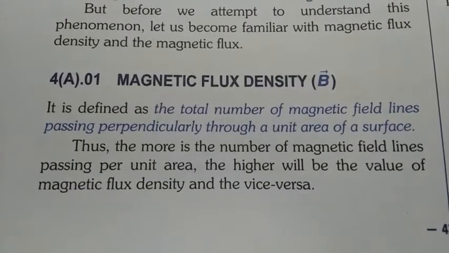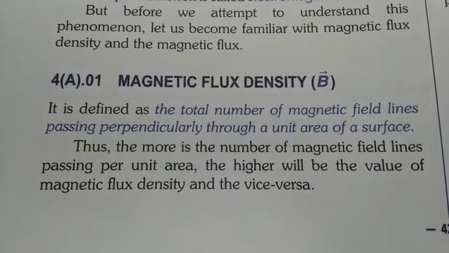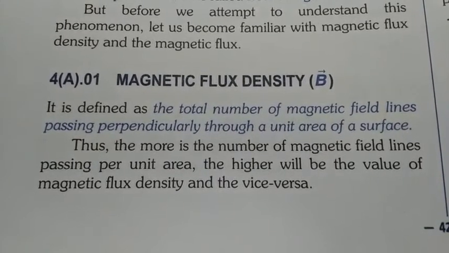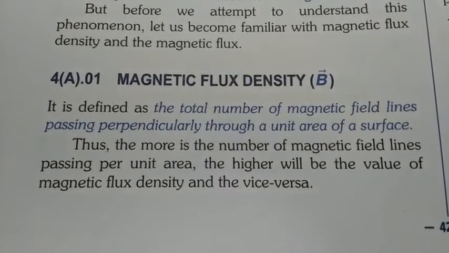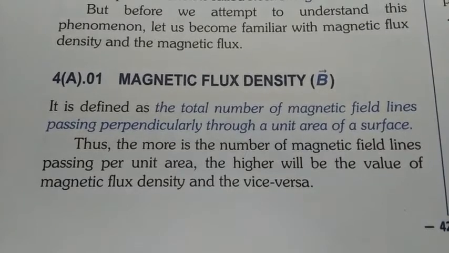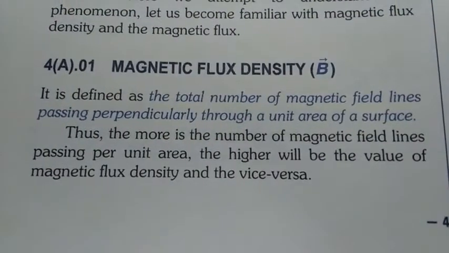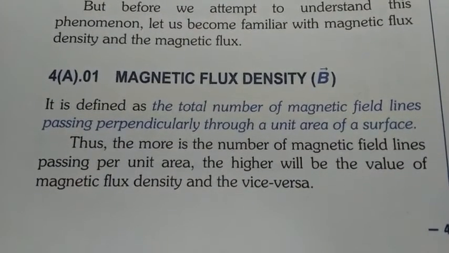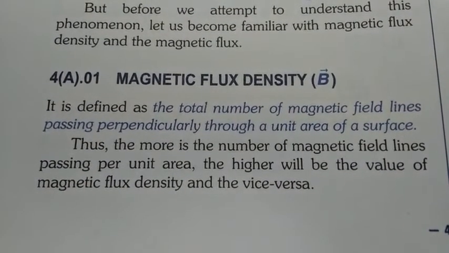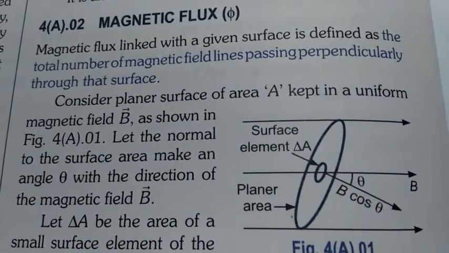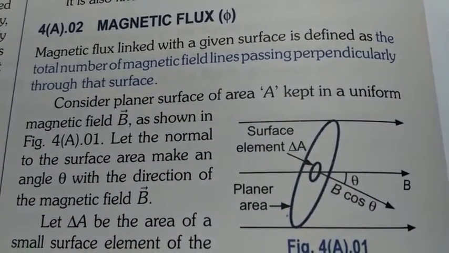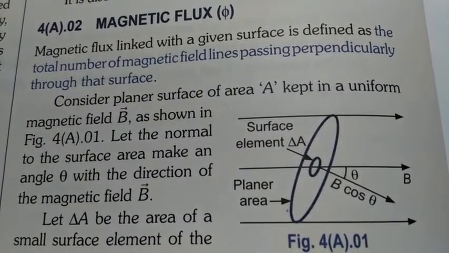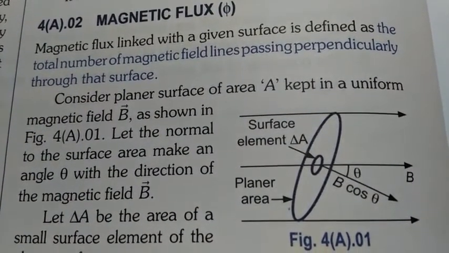The total number of magnetic field lines passing perpendicularly through a unit area of a surface is called magnetic flux or magnetic flux density, and denoted by vector B. Its unit is Weber per meter square, or we can also call it Tesla, denoted by capital T. So here we have one representation of magnetic flux. The total number of magnetic field lines passing perpendicularly through the surface is called the magnetic flux.